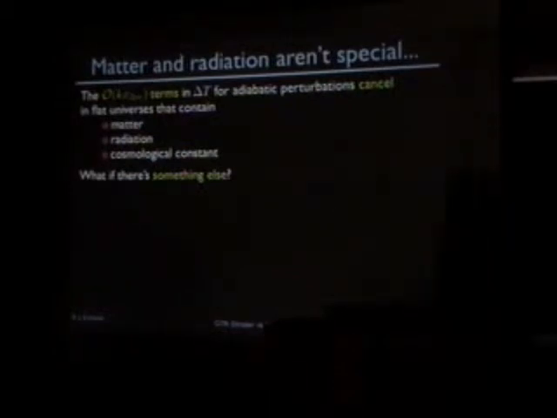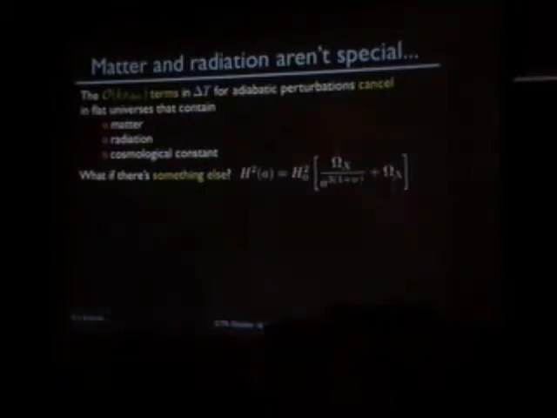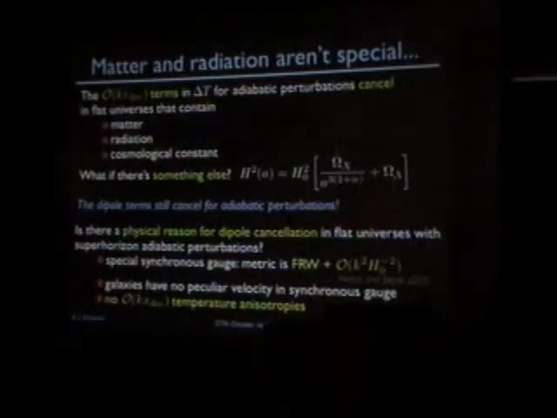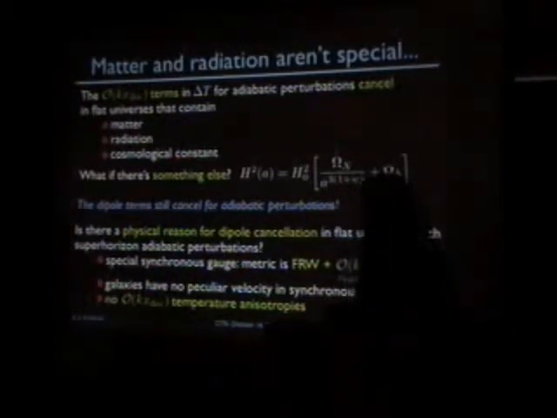This was a little surprising to us. We found here that for adiabatic perturbations, they cancel in flat universes that contain matter, radiation, and a cosmological constant. We started to wonder, is this something special about matter and radiation? What if there's something else? So we just proposed a quick toy model, considering a universe with some exotic fluid with some equation of state greater than 1/3, so it dominates the early universe, and a cosmological constant. And we found that for this toy model, sure enough, the dipole terms still cancel for adiabatic perturbations. So now we're really intrigued and think there must be a deeper reason going on here.